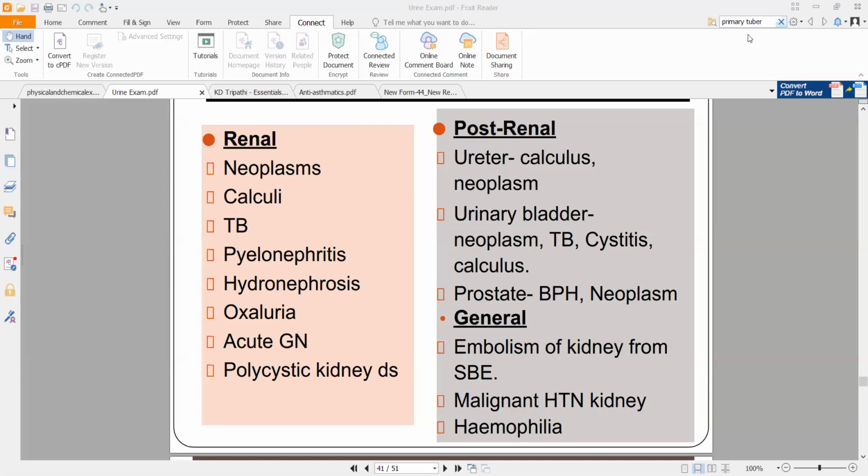Someone didn't understand, okay, one second. Now for example, I'll take another example as well. Take neoplasm or TB or cystitis. I'll explain both of them together.